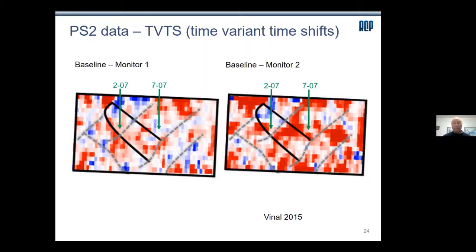And in the 7 of 7 well, when we look at the baseline versus monitor 2, we see positive time shifts kind of in the center of that well. And we see negative time shifts where the well went more into the reservoir. Again, these wells were drilled in a direction perpendicular to the natural fracture system. And the toe was, in this case, at the southeast end of the wells.